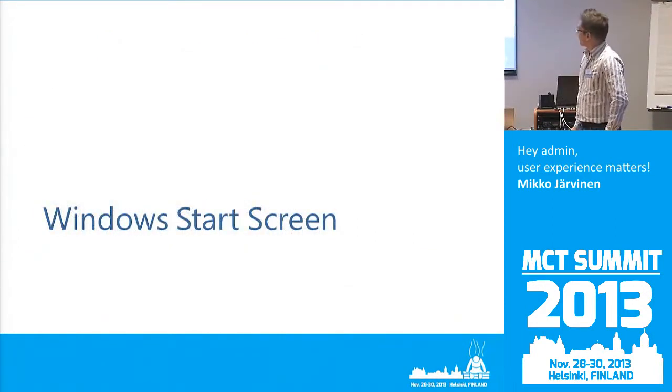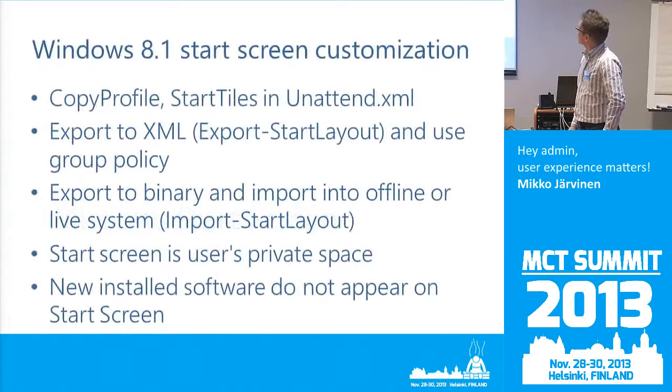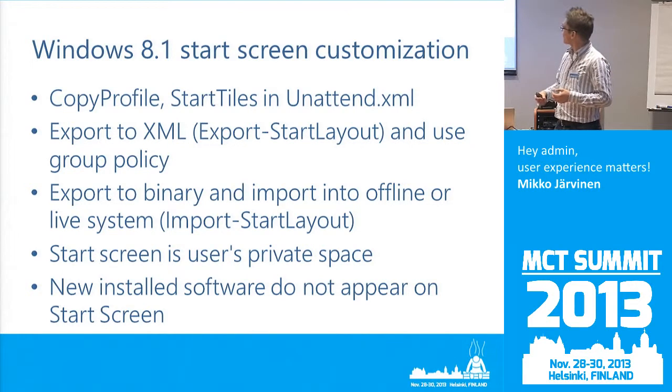From the operating system, the Windows Start Screen. In Windows 8.1, you can use copy profile in unattended.xml or start tiles to pre-configure the start screen. Or you could use the export start layout commandlet with PowerShell and import that XML into group policy, and then the computers have the predefined start screen. Or you could use the binary export and import to import it into an offline or live system.